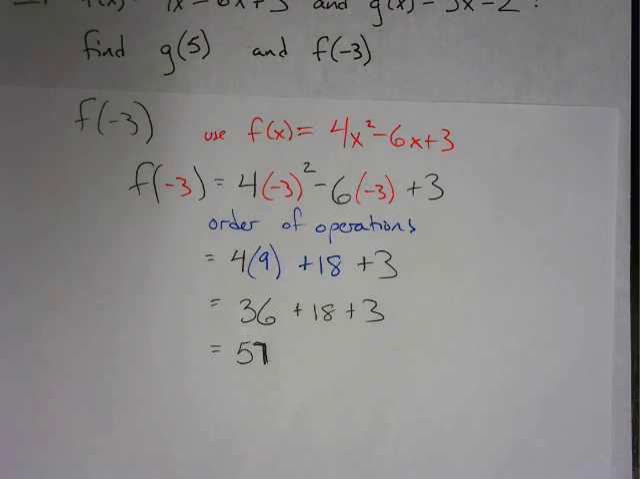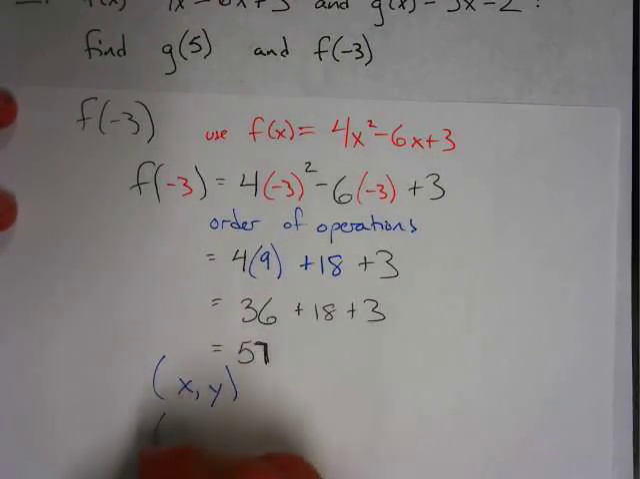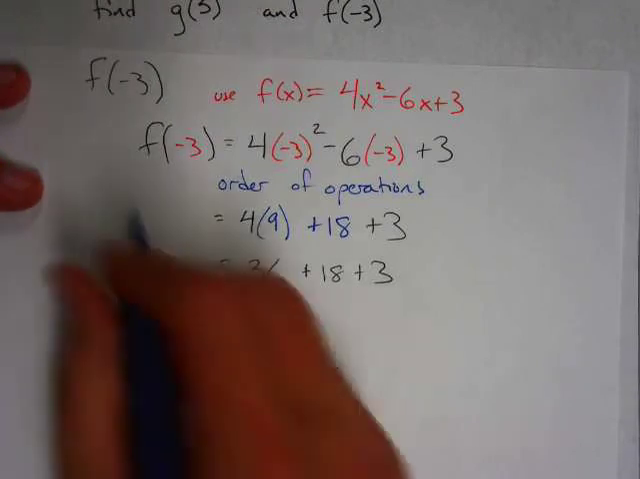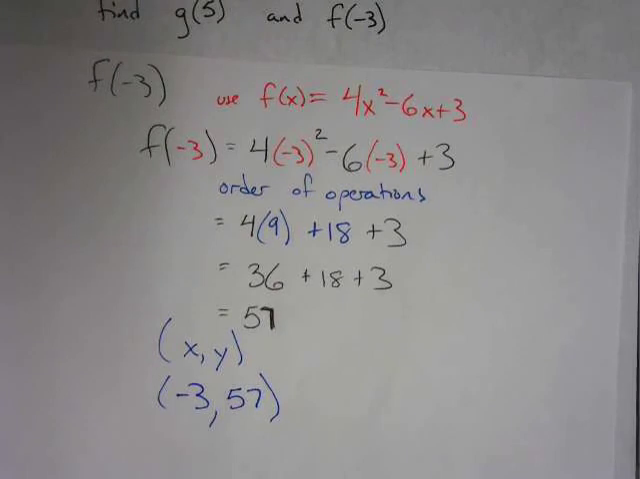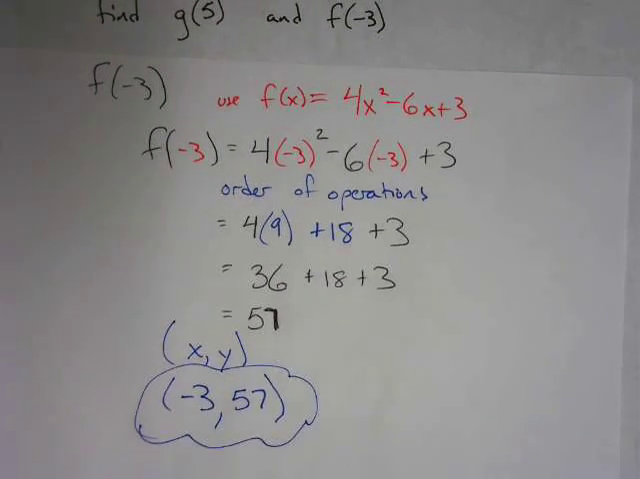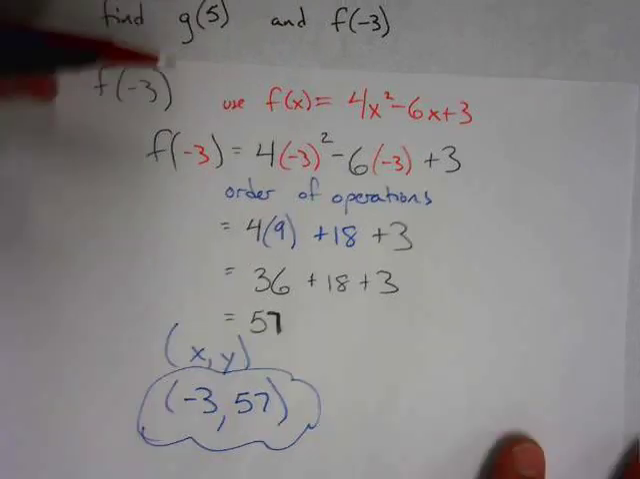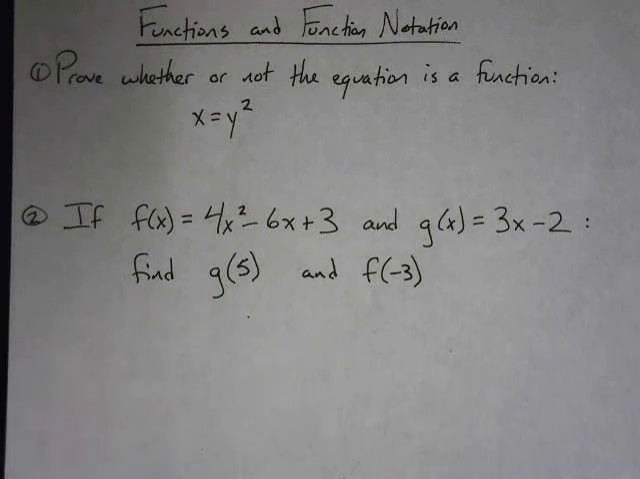So that's what we get if we plug in negative 3 for x. So now we can make an ordered pair. Remember how the ordered pair goes. If, then, right? So if x was negative 3, y then is 57. Cool? Cool. So now we have our ordered pair. We now have function notation. And then we can answer all these questions about stuff. And hopefully we have a better understanding about how some things work. So that is functions and function notation. Thank you very much.